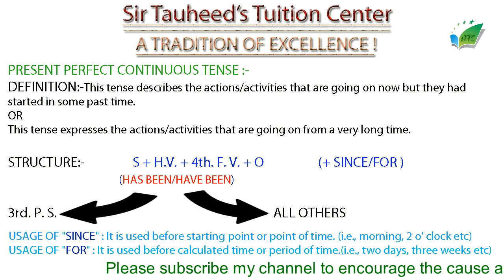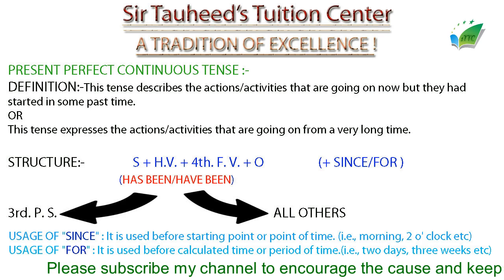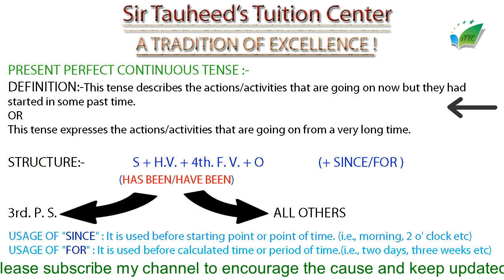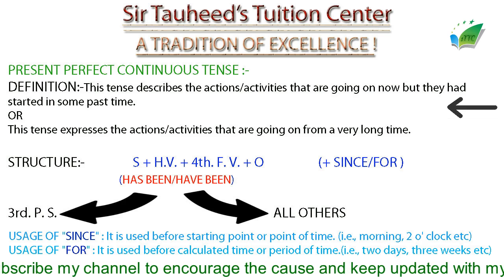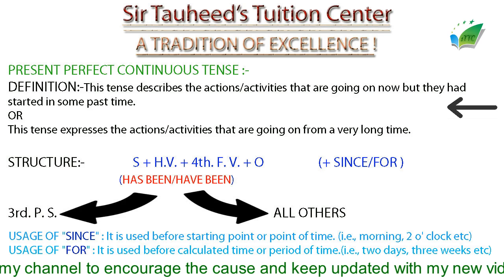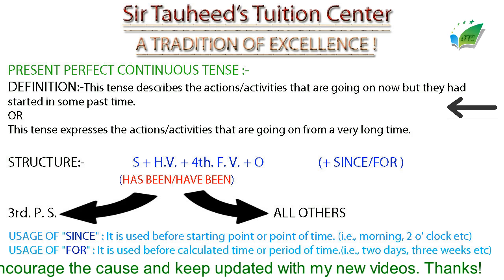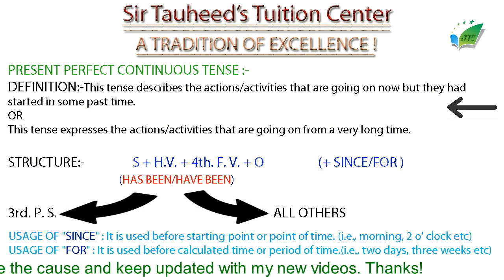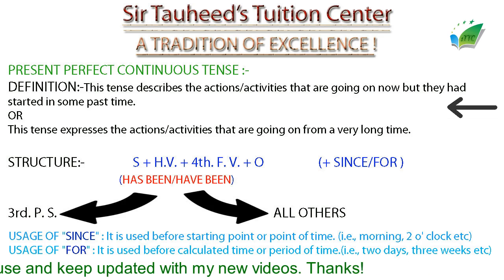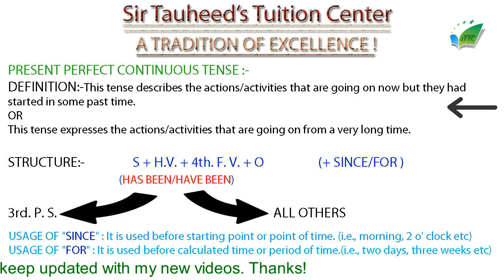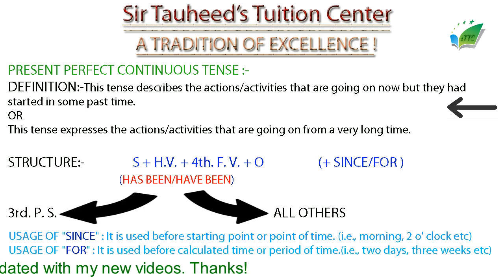This tense describes the actions or activities that are going on now, but they had started at some time in the past. Or this tense expresses the actions or activities that have been going on for a very long time. It means that whatever you are doing right now, if you started it a very long time ago, or you started it in the past, this activity can be expressed with the help of present perfect continuous tense.